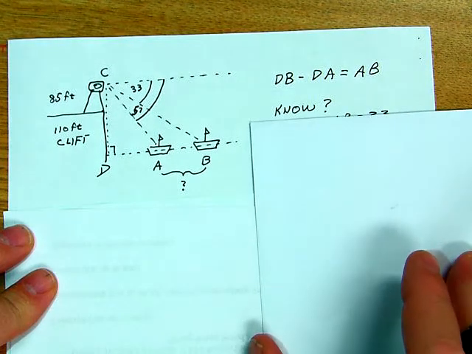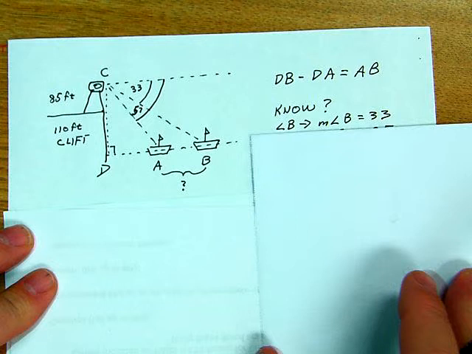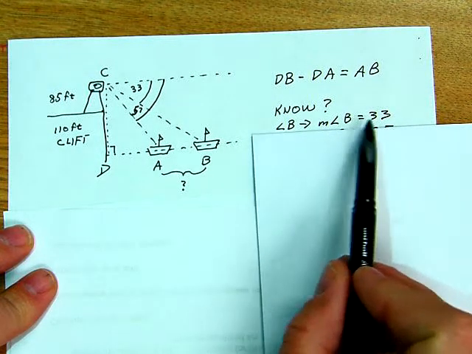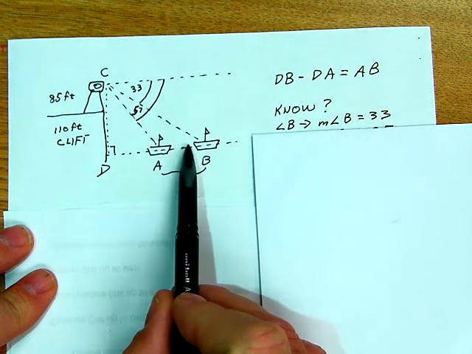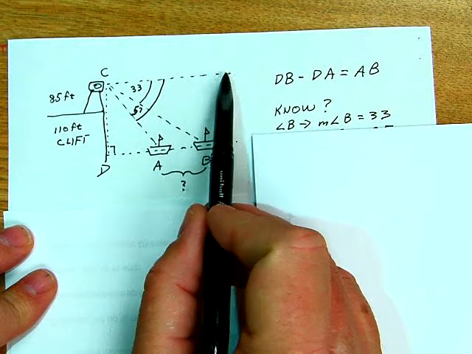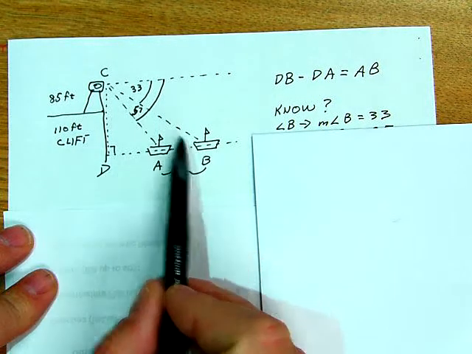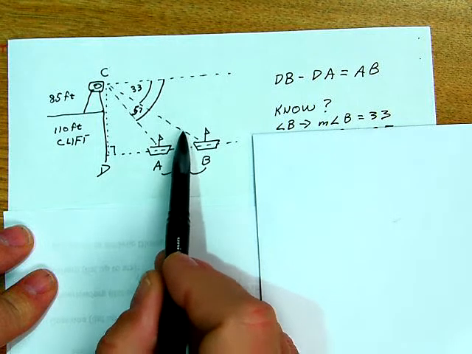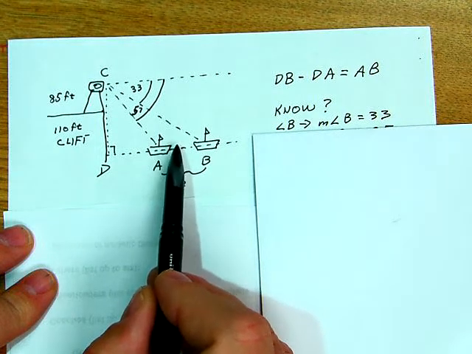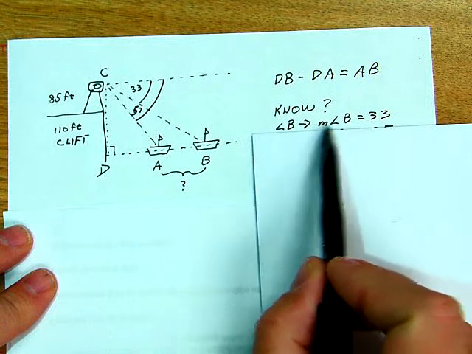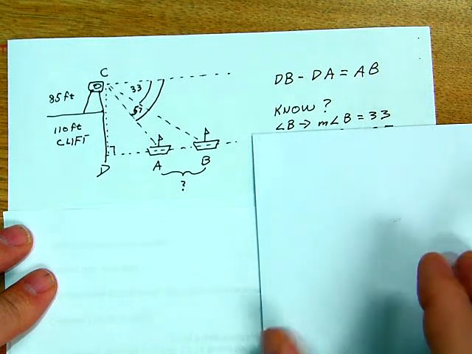So what do we know? Well, let's take a look. We know that angle B, this angle right here, is 33 degrees. How do we know that? Once again, I have parallel lines with these dotted lines that I drew. And since this angle is 33, this bottom angle from boat B is 33 also. So we know that the measure of angle B is 33 degrees.